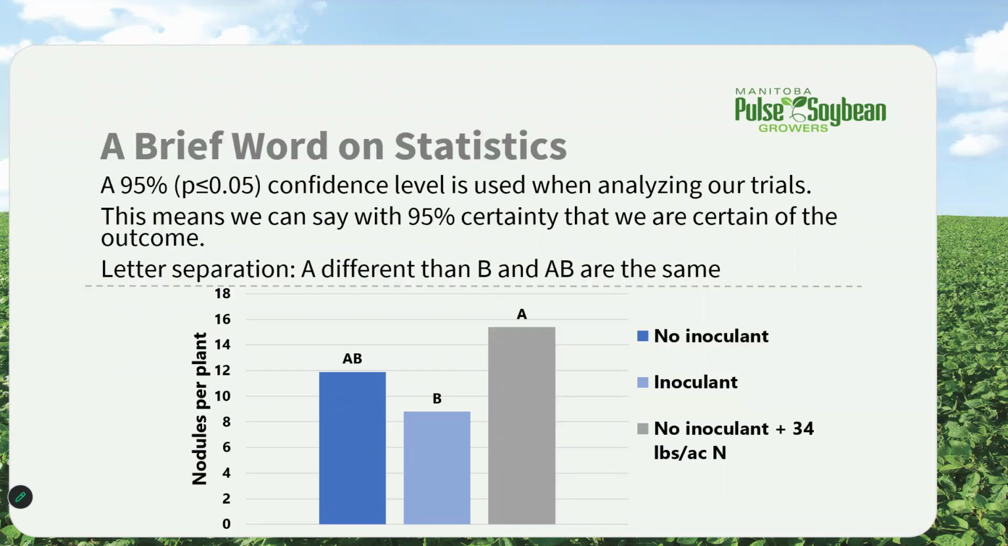Just a quick word on statistics in our results. We use a 95% confidence level when analyzing our results. We use a replicated strip trial and a statistical method called an analysis of variance to get a p-value. And if the p-value is equal to or below 0.05, then we say we are 95% confident and the results are statistically significant.